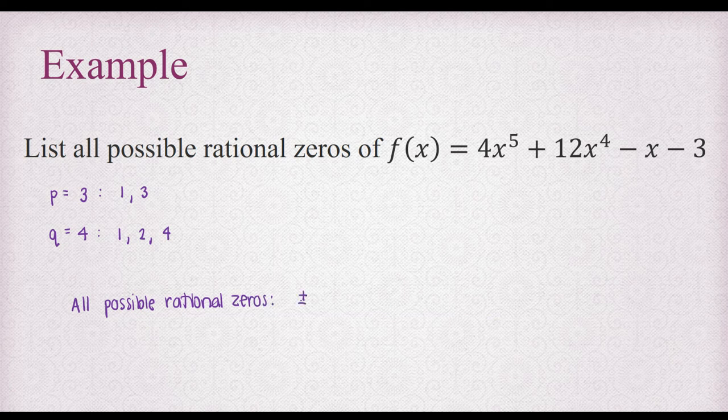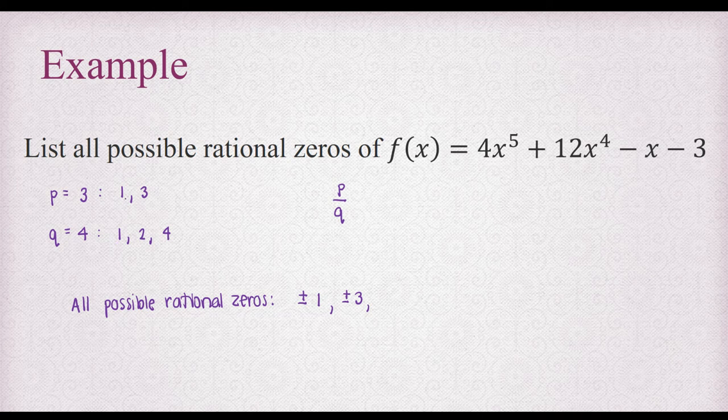Okay, and so I always want a plus or minus sign in front. Once again, I'm thinking p on the top, q on the bottom, and I always want to reduce the fraction if I can. So I'm going to start with the p being 1 and the q being 1. Well, 1 divided by 1 is 1. I'm then going to move on to the 3 for p and stick with the 1 for q. Well, 3 divided by 1, I'll have positive and negative 3.